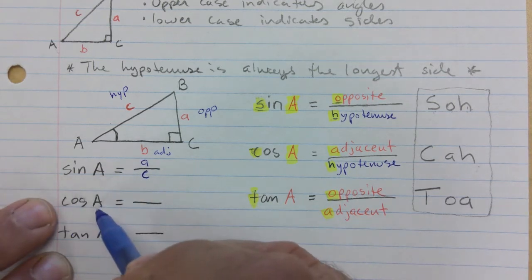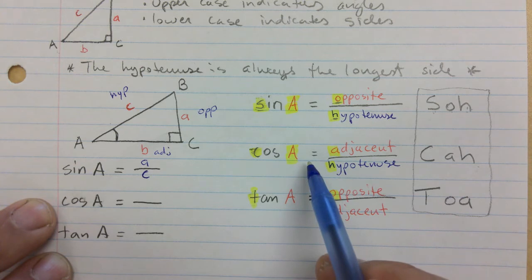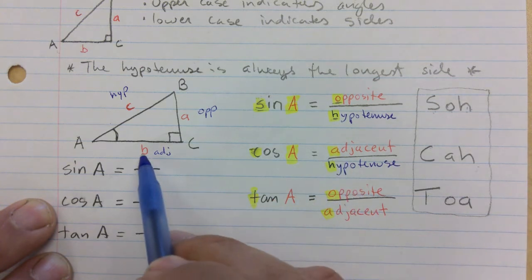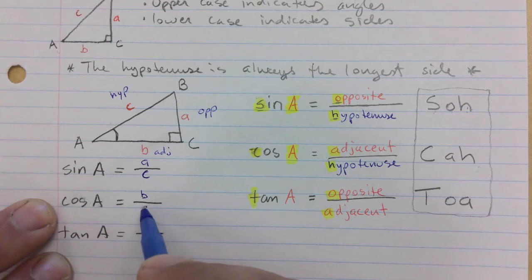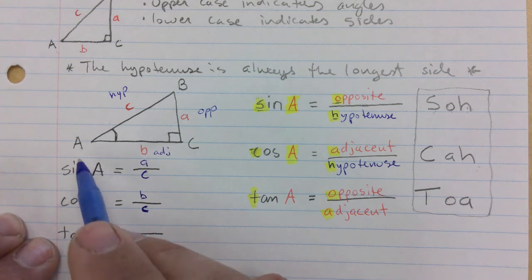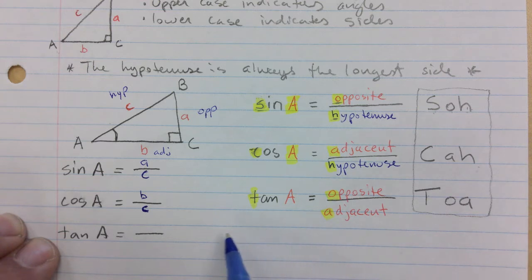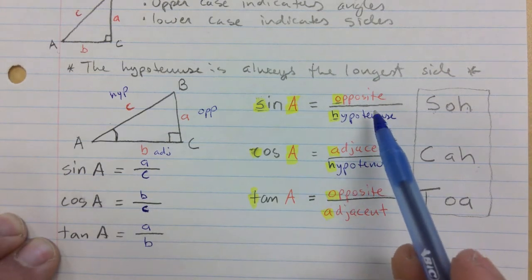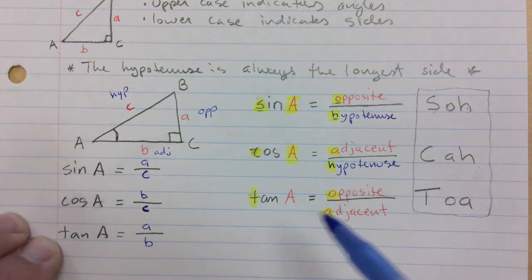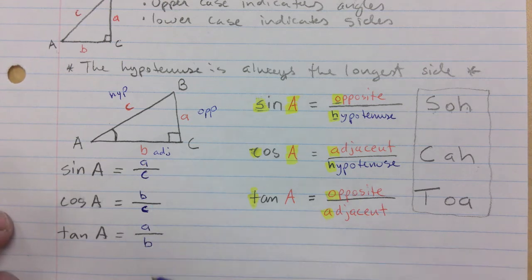For cosine, CAH should help you, right? Adjacent over hypotenuse. My adjacent side in this case is B, and the hypotenuse is still C. Okay. Tangent of A, what's tangent again? TOA, right? Opposite over adjacent. So I go here, the opposite side is A, the adjacent side is B. So this is telling you what goes where, and this is actually just grabbing the sides, and later on these will be numbers, and putting them in there. Okay.